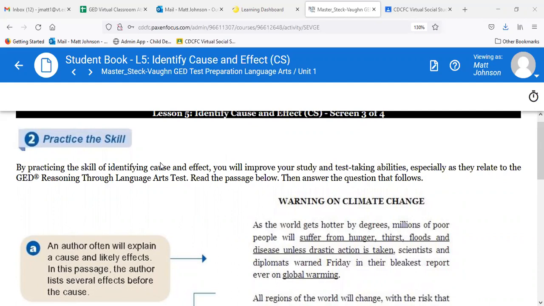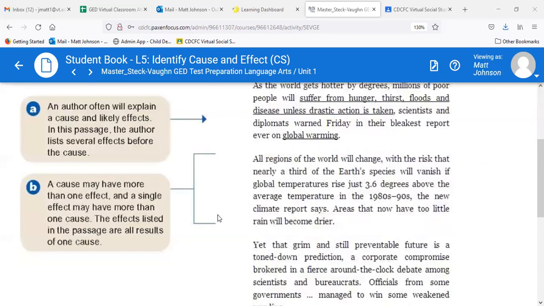As the world gets hotter by degrees, millions of poor people will suffer from hunger, thirst, floods, and disease unless drastic action is taken. Scientists and diplomats warned Friday in their bleakest report ever on global warming. All regions of the world will change, with the risk that nearly a third of the Earth's species will vanish if global temperatures rise just 3.6 degrees above the average temperature in the 1980s, 1990s. The new climate report says, areas that now have too little rain will become drier.